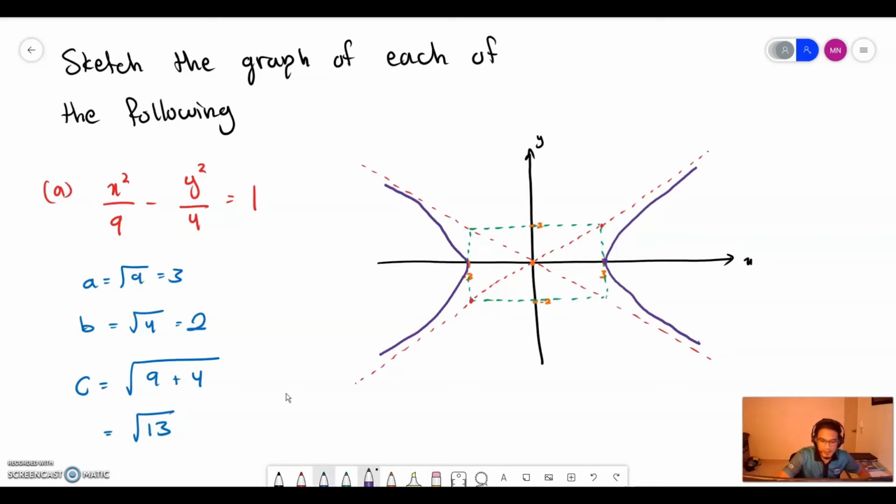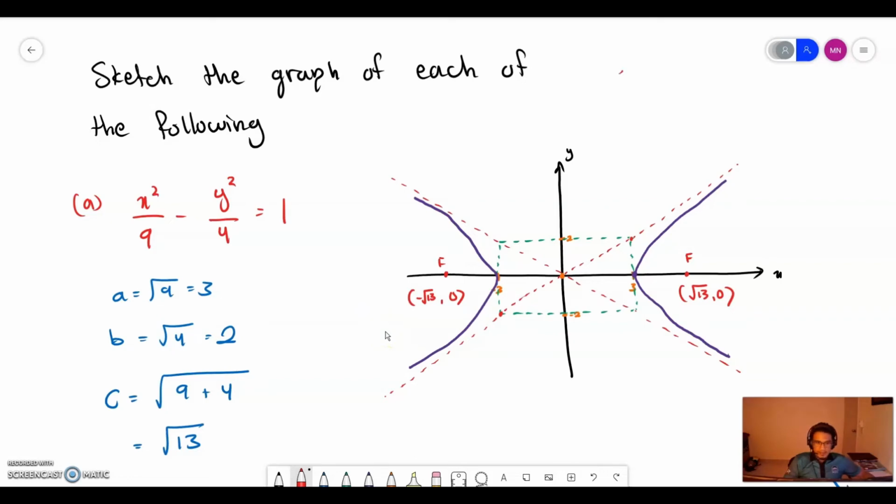From here we can sketch the position of our foci. They will be inside the hyperbola. The focus right here has the position negative square root of 13, 0, because the length of c is the square root of 13. And the right side will be positive square root of 13, 0. So this is our sketch of the hyperbola.